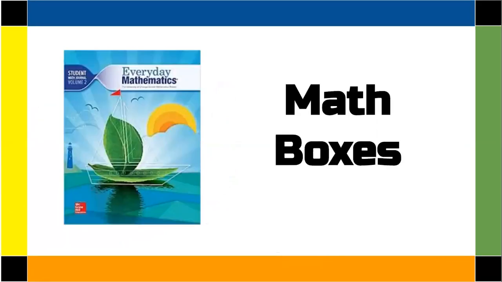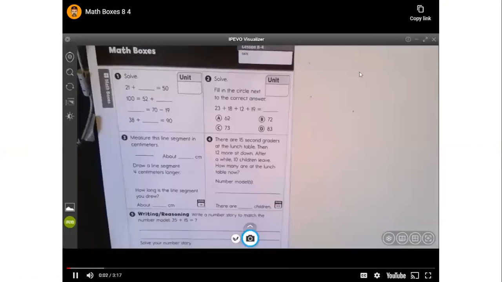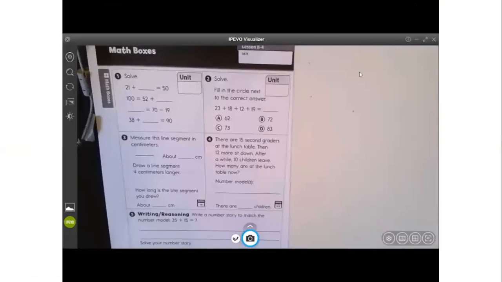Today we're going to go on to our math boxes. And so go ahead and make sure you get out your math boxes that go with lesson 8-4. All right, second graders, we're working on our math boxes for lesson 8-4. And so let's take a look. Again, you're trying to find some missing numbers. So on number 1, it says 21 plus what number will get you up to 50?